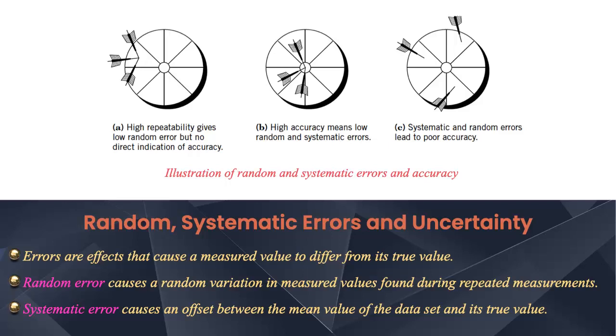Here we try to throw darts at the bullseye. In figure A, you see that all the darts are focused at a given point. In other words, there is high repeatability. That means the random error is low, but it doesn't tell anything about the accuracy because they are far away from the bullseye. In figure B, all the darts are right inside the small circle, inside the bullseye. So the accuracy is very high, and the random and systematic errors are very low. In figure C, you can see the darts are all over the place. So the random and systematic errors are very high, and therefore the accuracy also is very poor.